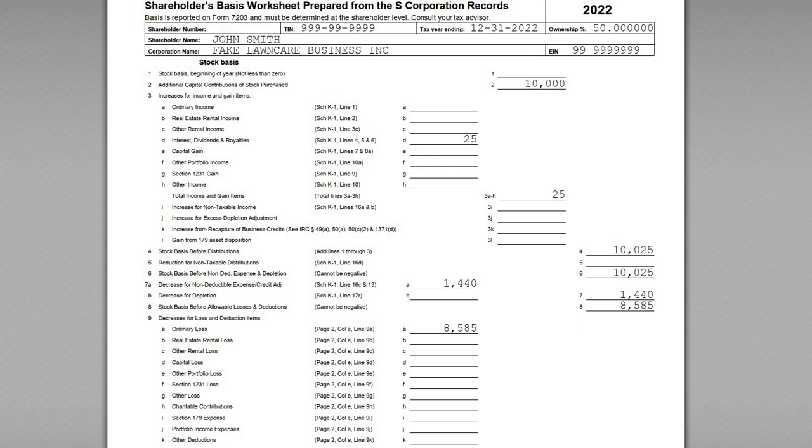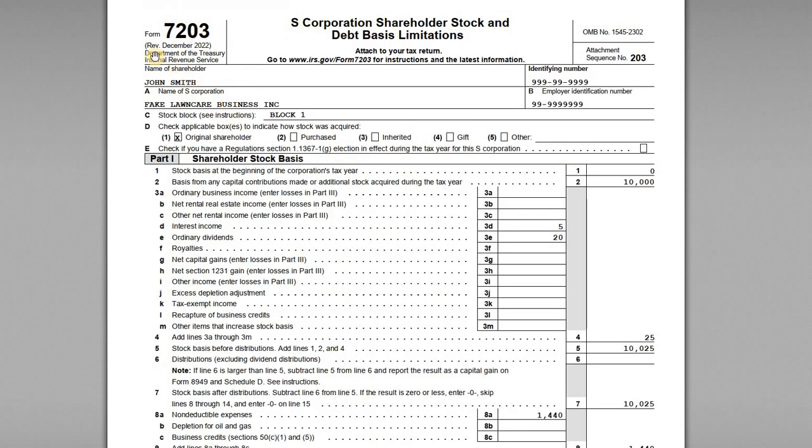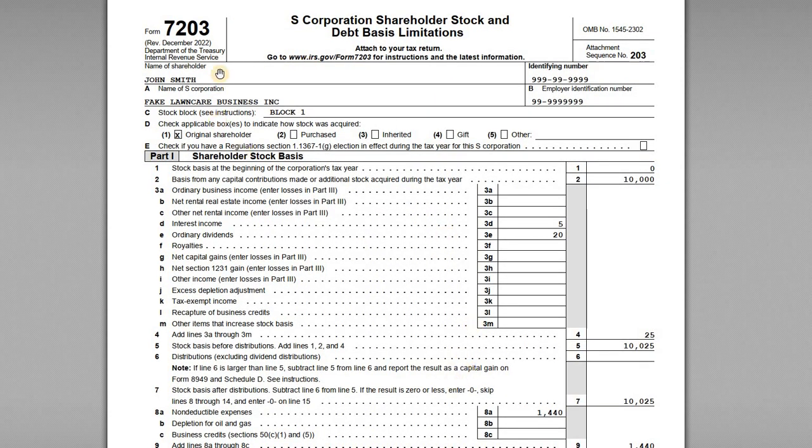All right, so now that we've covered kind of how the basis worksheet would look from the K1 package, let's see how it actually impacts his tax return. So the 7203 here, top of the schedule, we have the name of the shareholder, the name of the S corporation, and then it is asking us for the stock block. So what do they mean by that?